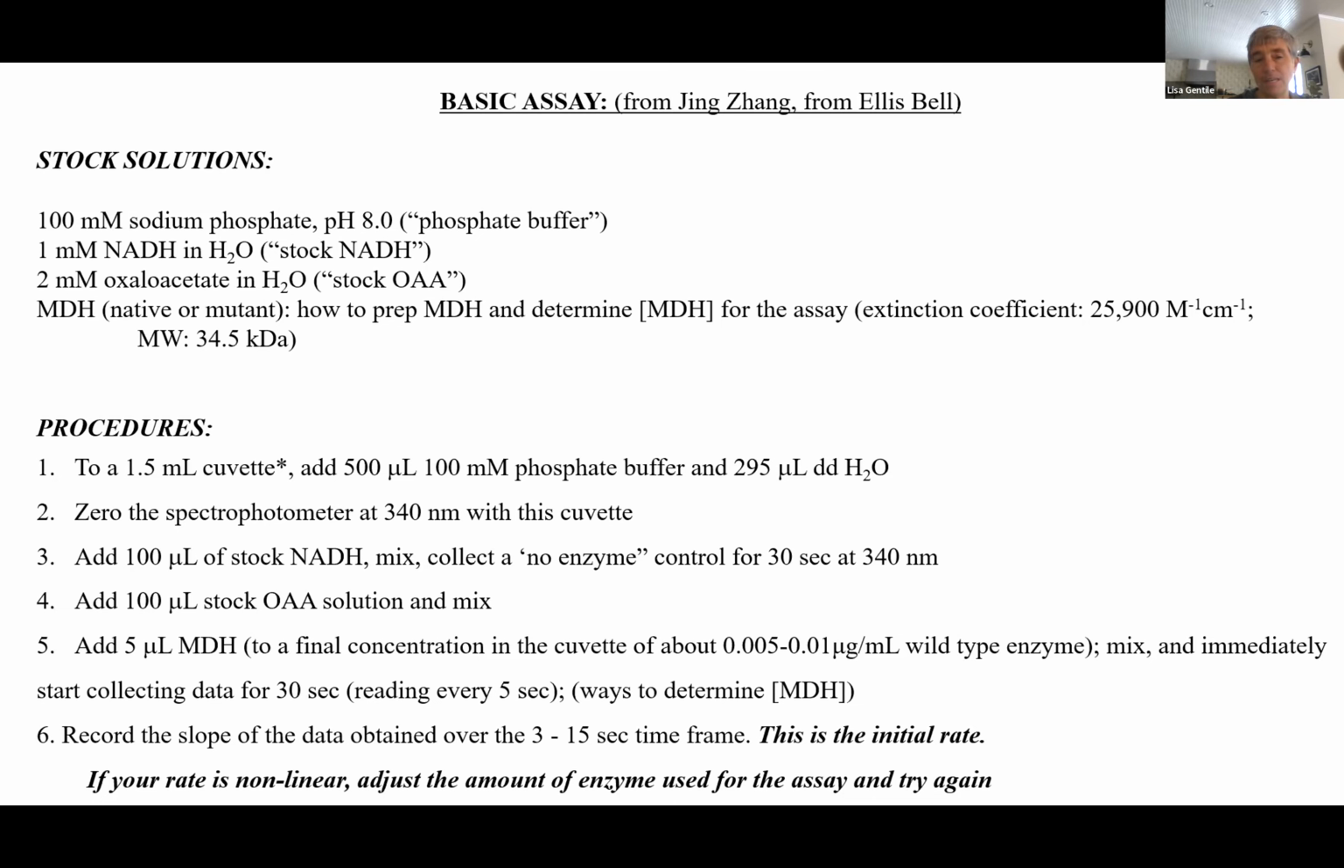In terms of how much MDH you want to add, it's going to be 5 microliters. A good place to start is to aim to have the final concentration in the cuvette being about 0.005 to 0.01 micrograms per mil. You may need to play with that, and I'll show you what I mean by that in a minute. But once these are in, record the data, usually recording it for about 30 minutes, and then take the slope from about 3 to 15 seconds, somewhere where it's linear, and this is the initial rate. And then the bottom there says, if your rate's not linear, adjust the amount of enzyme used for the assay and try again.